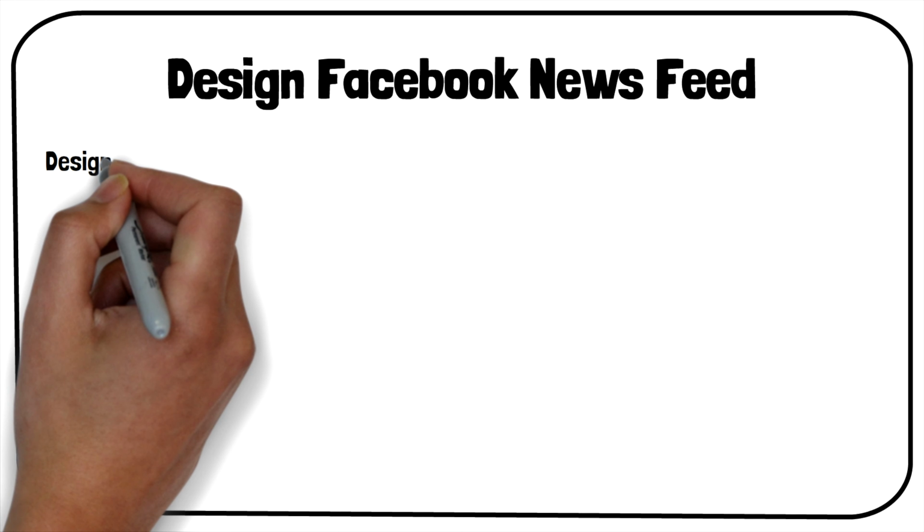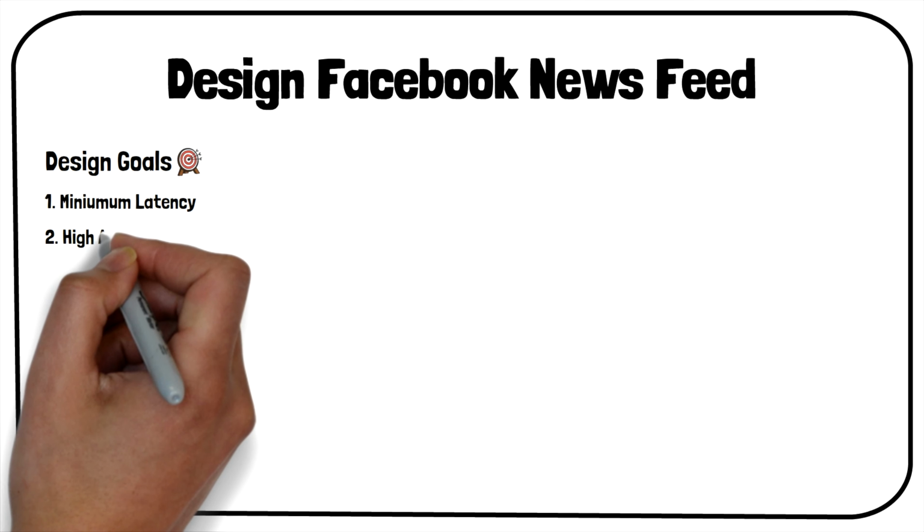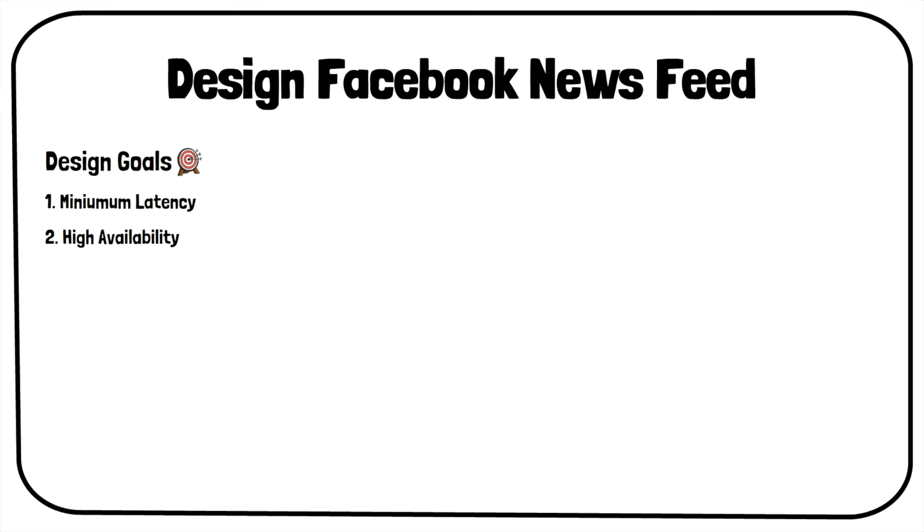While designing this system, we should ensure that the system has minimum latency. So, the user does not experience any significant lag during the news feed generation. Also, the final design should be highly available because if Facebook's news feed is down, then it will be all over the news, and we do not want that to happen.